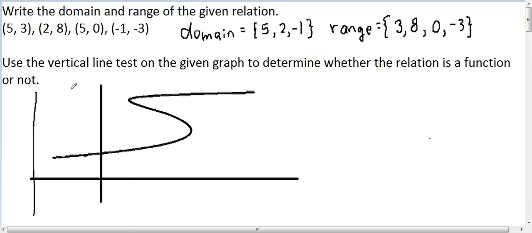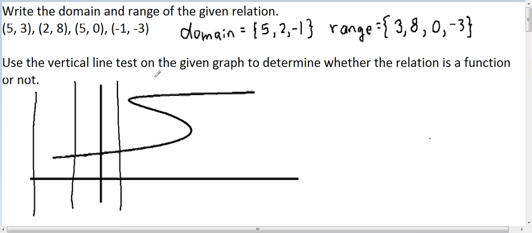If we draw a vertical line here, then the intersection is just this point. So we only have one intersection. So this line passes the test. If we draw a line here, we only get one intersection. So this line passes the test.